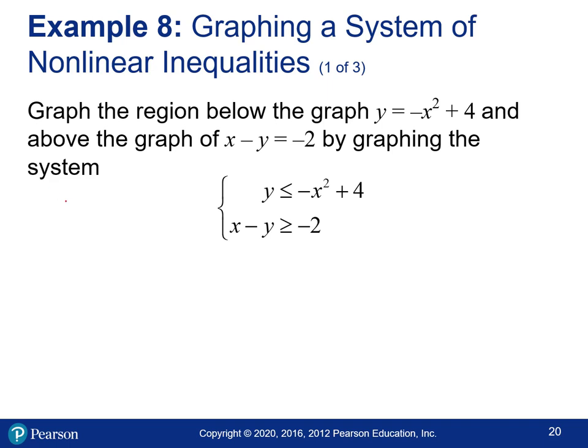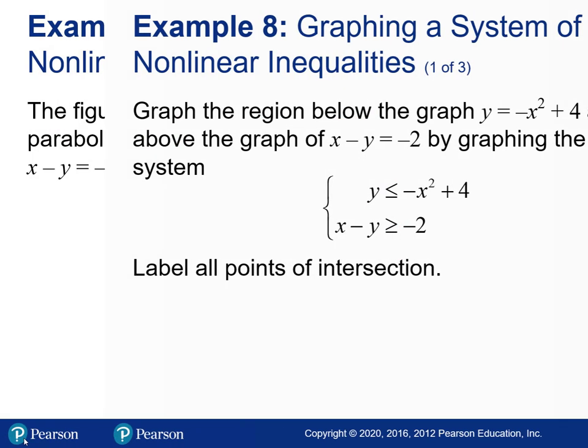Next example, we're going to graph the region below the line y equals negative x squared plus 4 and above the line x minus y equals negative 2 by graphing this system. That's because below means y is less than or equal to that line, and above means x minus y is greater than or equal to negative 2. So below is less than or equal to, and above is greater than or equal to. And then we'll label all the points of intersection.